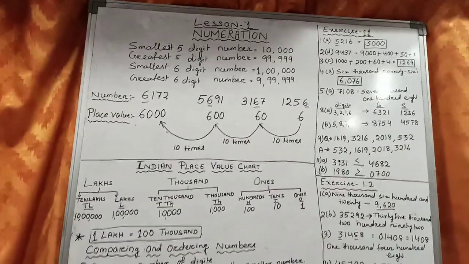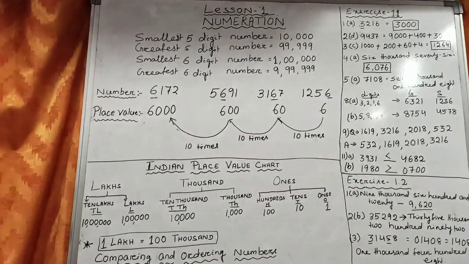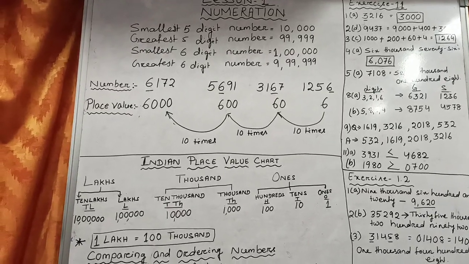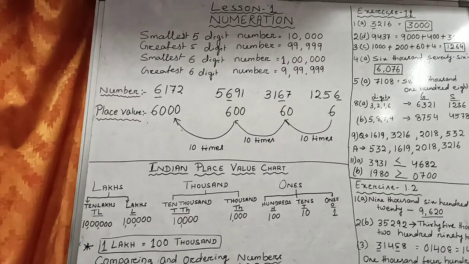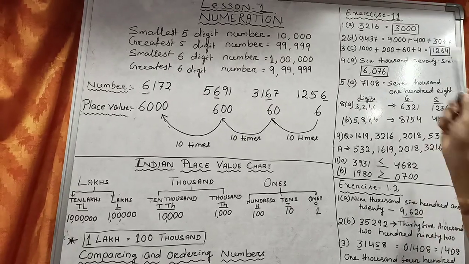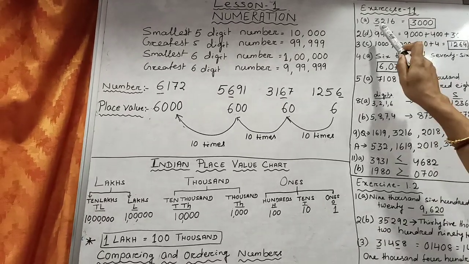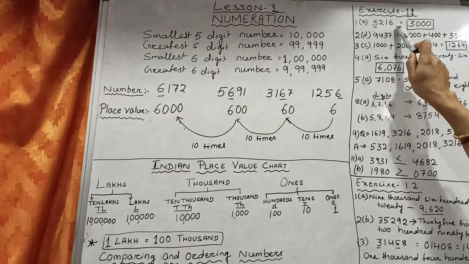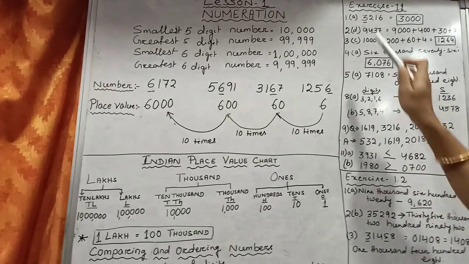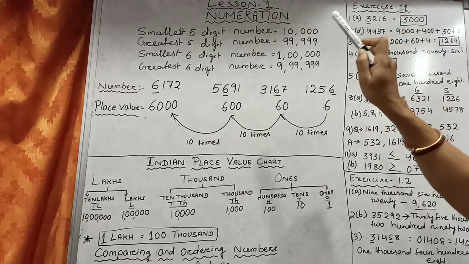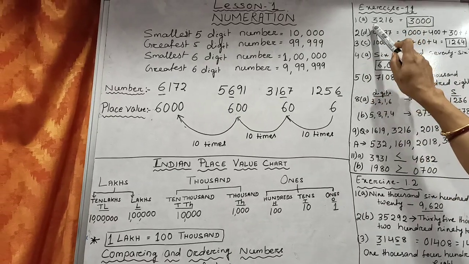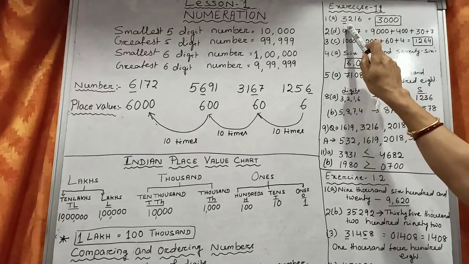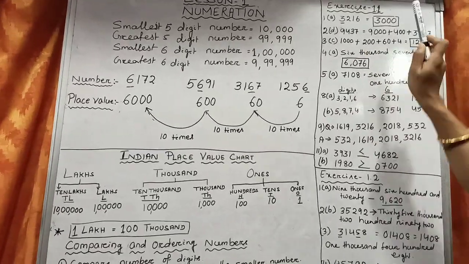See in your book, first question it is given, name the place value of 3 in the following numerals. 4 questions are given. I have done one question for you. Question number 1. The number is 3,216. So what is the place value of 3 here? 3 is in 1000 place. So place value of 3 is 3000.